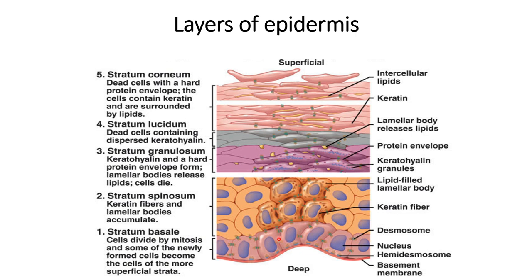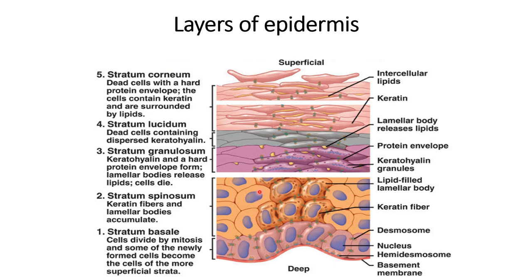It is continuously dividing by mitosis, and as we reach upward, it's continuously replacing the above layers. Then we have stratum spinosum. The stratum spinosum layer consists of polyhedral cells. These are the polyhedral cells with almost spherical nucleus. Stratum basale with oval nucleus, stratum spinosum with spherical nucleus.